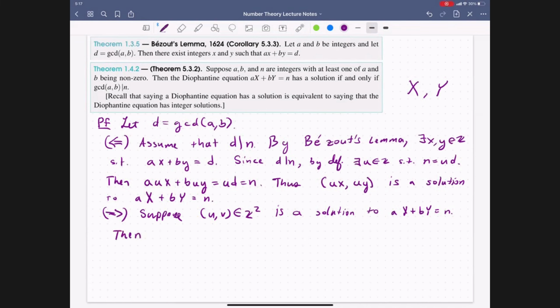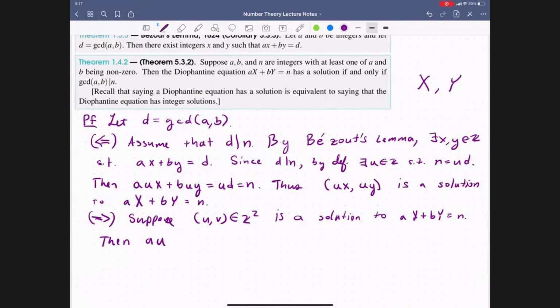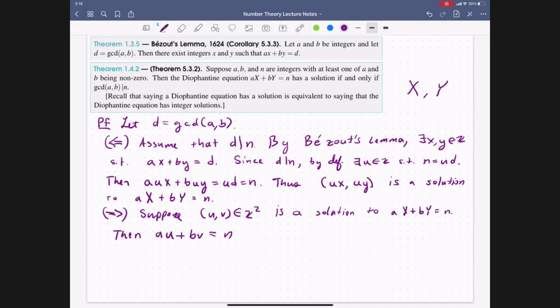So that means that then we just have au plus bv equals n. And what do we have at our disposal now? We know that D is the GCD of a and b, so D divides a and D divides b, so linear combination lemma to the rescue. So by the linear combination lemma, we have that D divides n. And that's what we wanted to show. And so now we're done with the proof of this theorem.